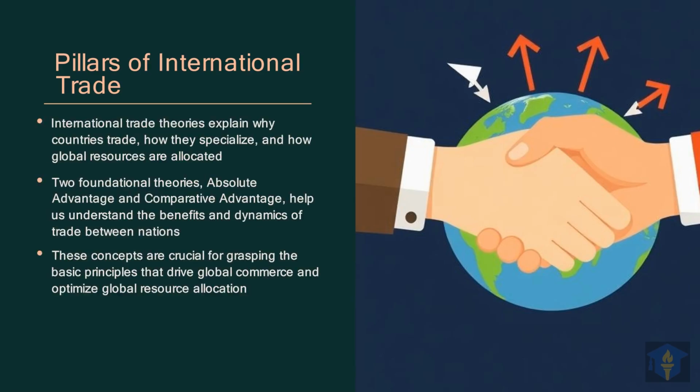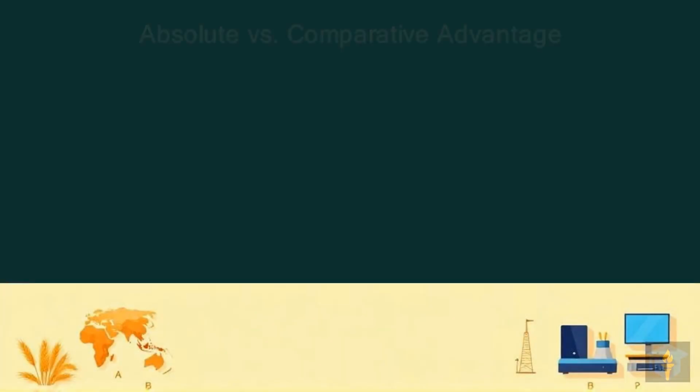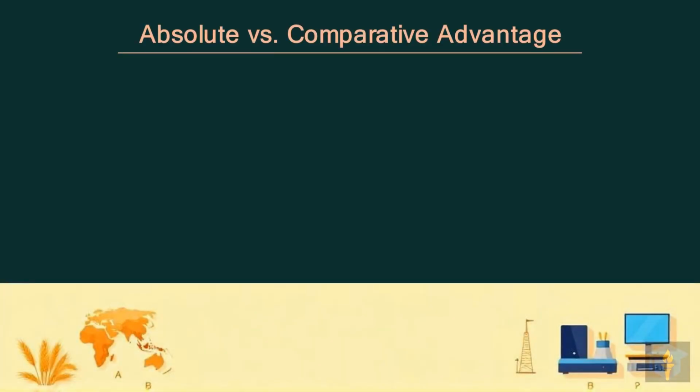International trade theories help us understand why countries trade, how they specialize, and how global resources are allocated efficiently. Two key theories, absolute advantage and comparative advantage, explain the benefits and dynamics of trade between nations, providing crucial insights into global commerce principles. Let's compare absolute versus comparative advantage to understand different paths to trade benefits. These concepts represent different approaches that countries can take to gain from international trade relationships.